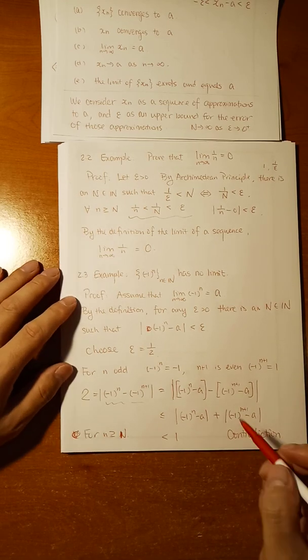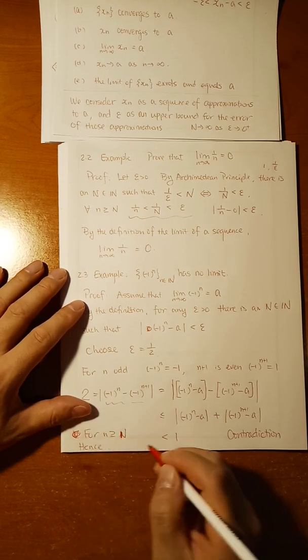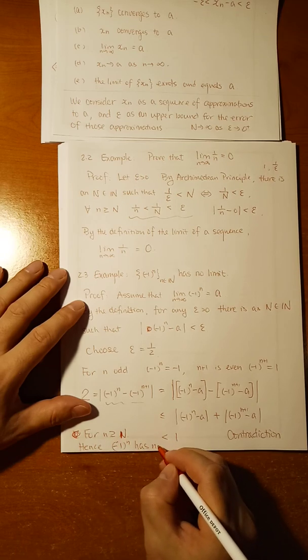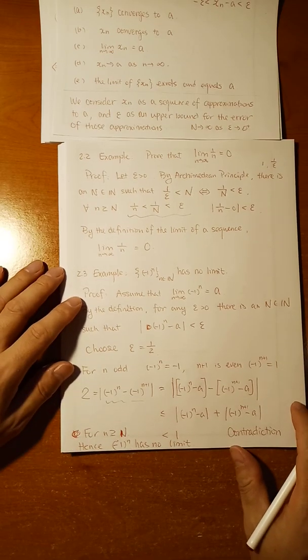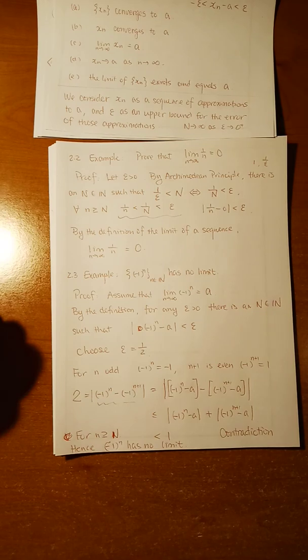This contradiction comes from the assumption that the limit exists. Hence, -1 to the power n has no limit. All right, so that's just the beginning of chapter 2. We will have more examples of properties in the next short video. Okay, we'll stop here.